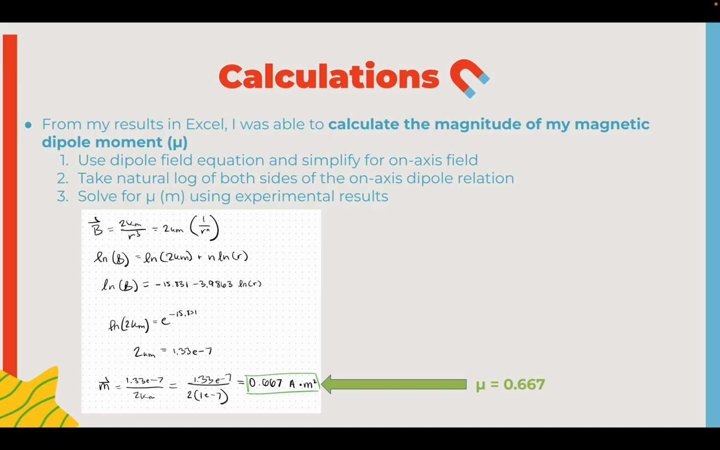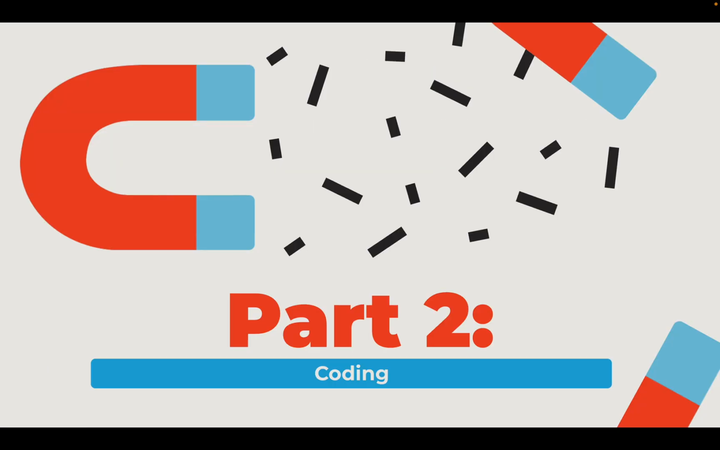Here I am able to calculate my magnetic dipole moment, mu, or m, as shown in my calculation. And what I did is I took the dipole field equation shown on slide 1 and I simplified it for an on-axis field, and then I took the natural log of both sides of the equation, which is how you linearize your data. And that is the equation shown on the previous slide on my Excel sheet. And then, because of that linearization, you can deduce that -15.8 is equal to the natural log of 2km. And then you can do that algebra and solve for your mu. And I got 0.667. And let's go to part 2, coding.